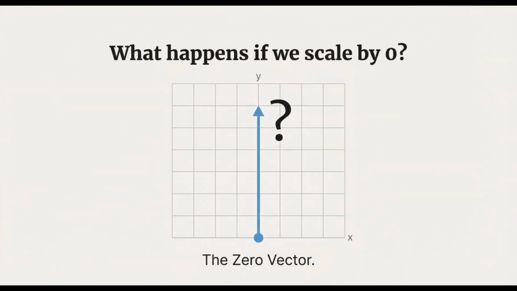Now here's a question that reveals a lot. What happens if you scale a vector by 0? Every component becomes 0. The direction disappears, the magnitude disappears. You're left with the 0 vector. In AI terms, this is how signals get shut off. No influence, no contribution, no effect.